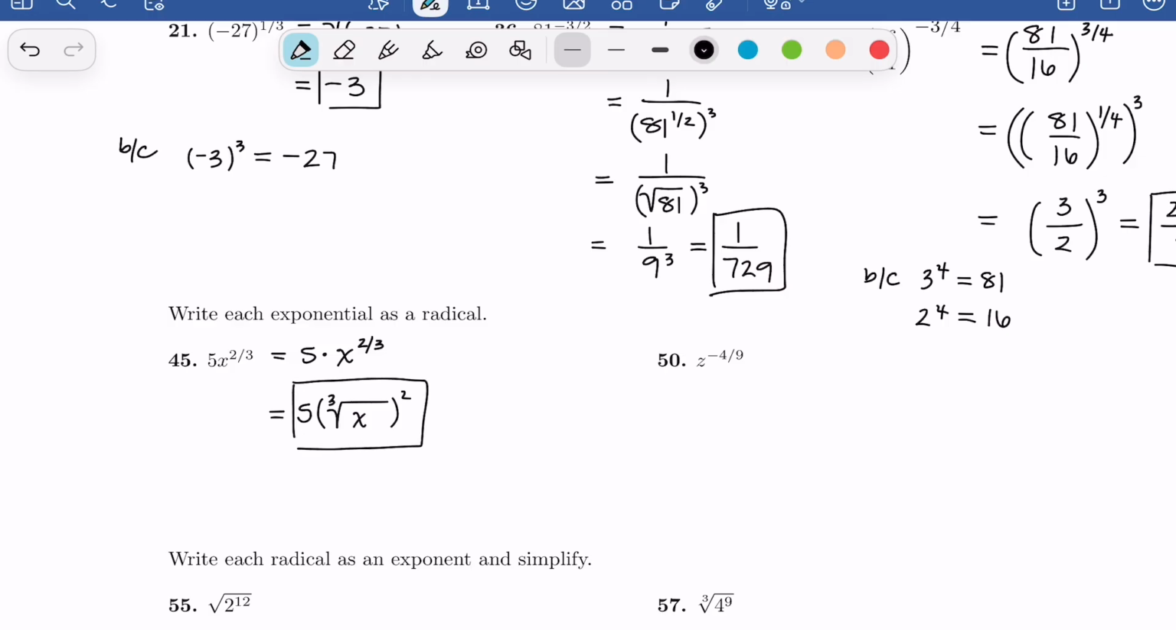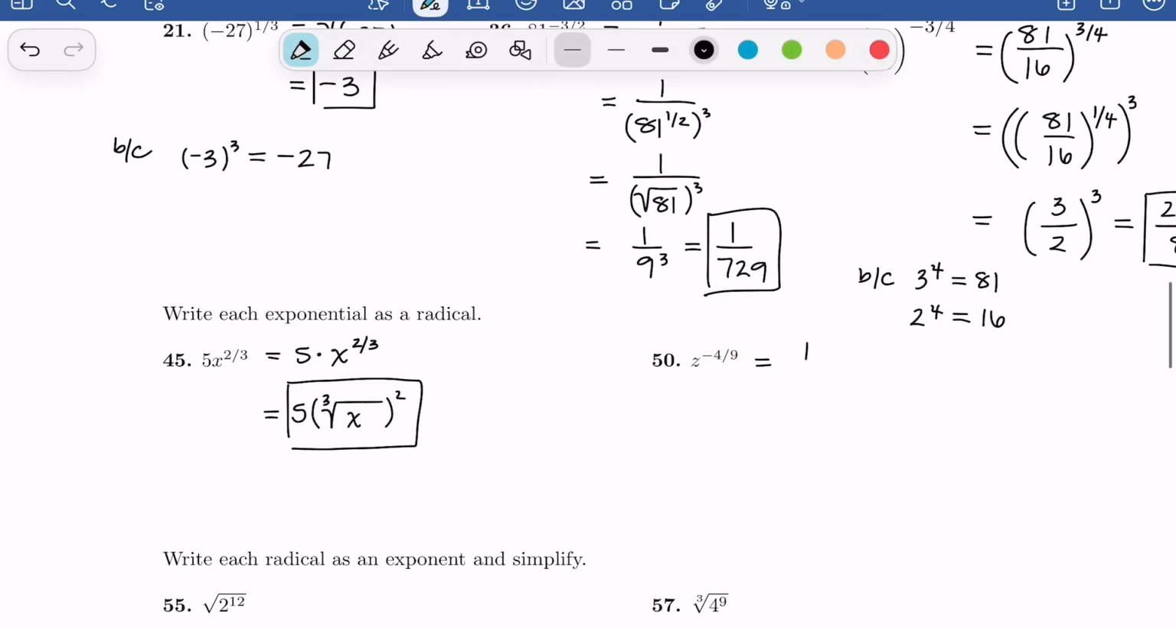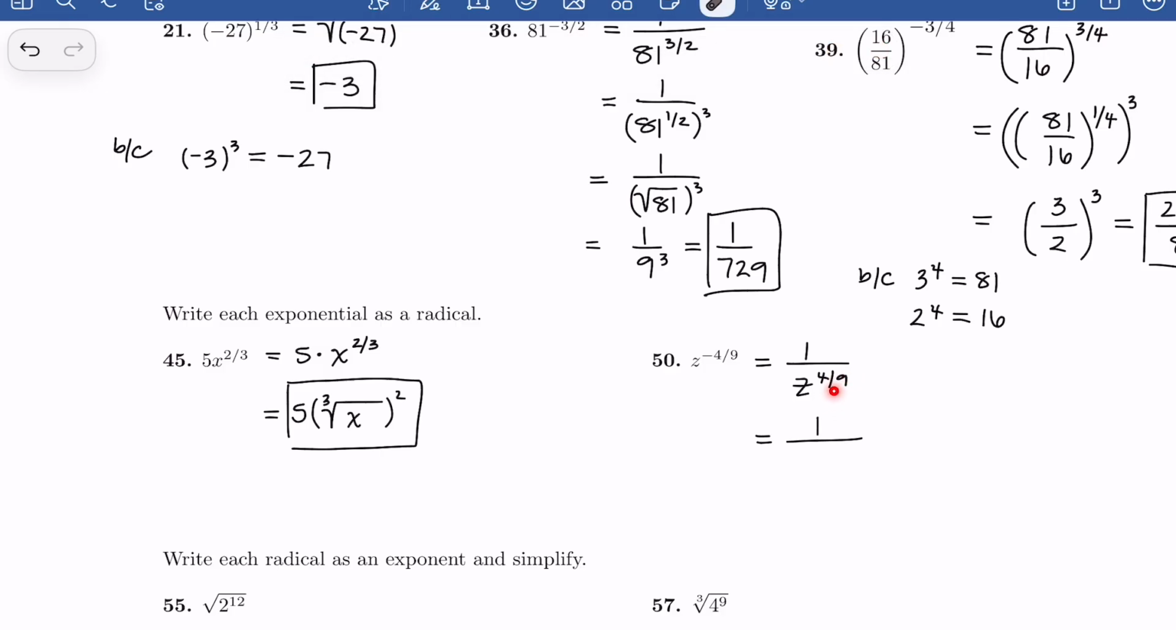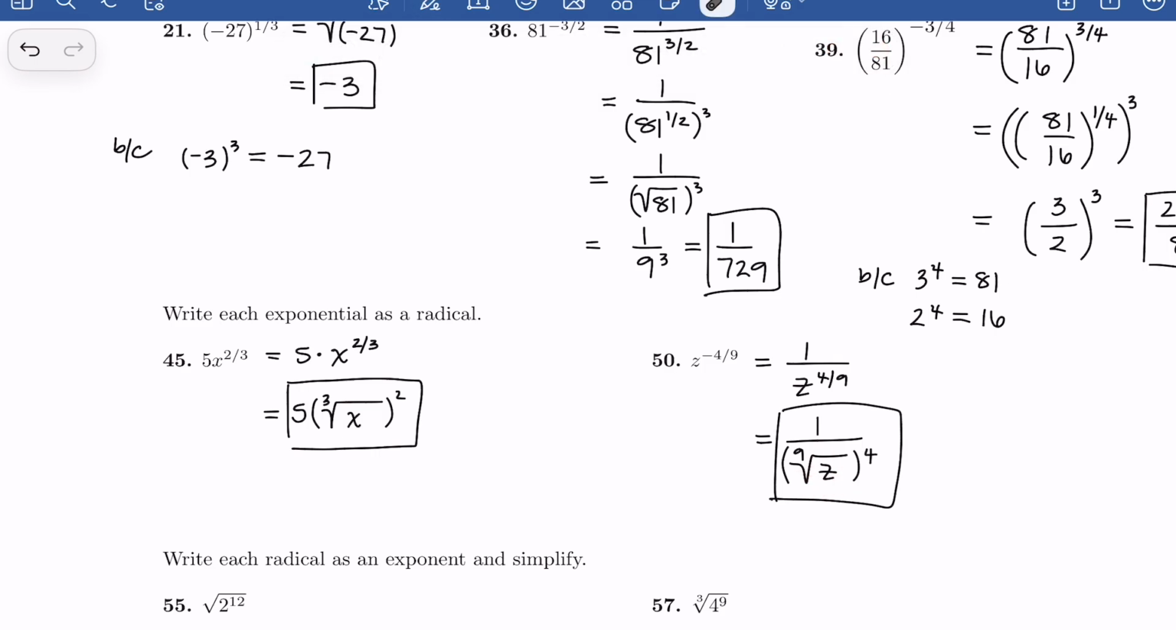Let's look at this next one. I have z raised to the negative 4 over 9. We're going to rewrite this as a radical, but notice we have a negative exponent here. So before we do anything, we first want to write this with a positive exponent. We can do so by writing this as 1 over z raised to the 4 over 9 power. Now we can rewrite this as a radical expression. Again, our root is given by the denominator, so this is going to be 1 over the ninth root of z raised to the fourth power. So this is our final answer, this exponential expression written as a radical.